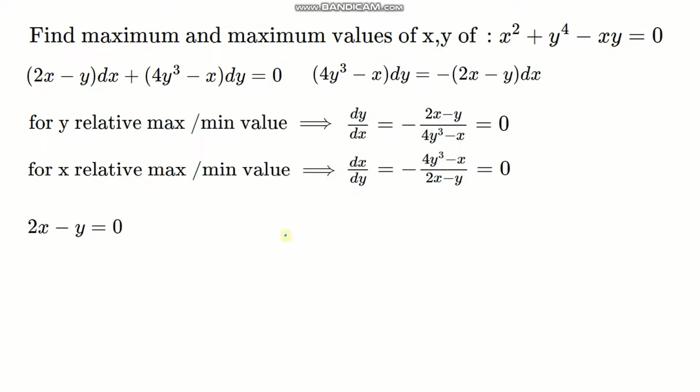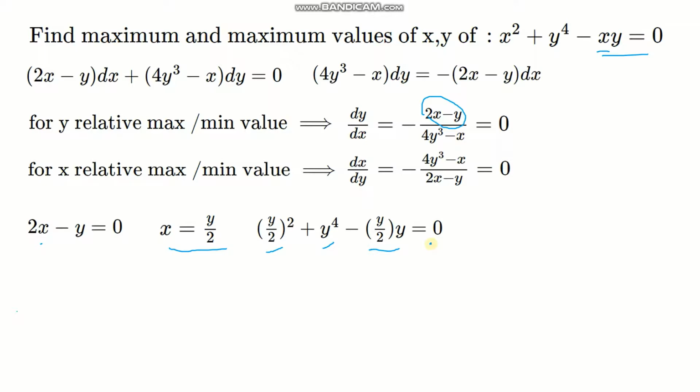Okay, for the y part, we need 2x minus y equals 0. That is, the numerator equals 0. So we have x equals y over 2. By substituting into the original equation, that is x squared plus y to the 4 minus xy equals 0, we have (y over 2) squared plus y to the 4 minus y over 2 times y equals 0.